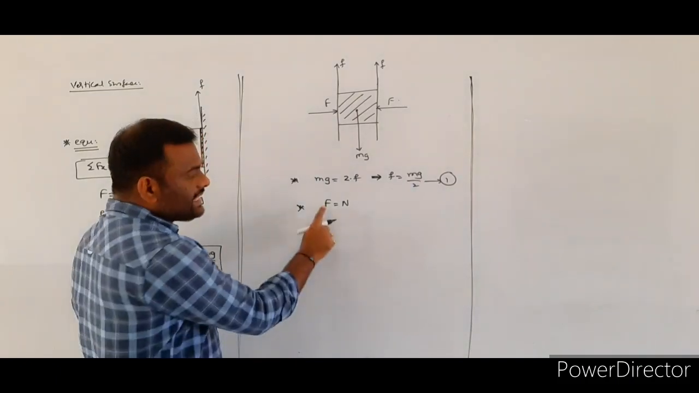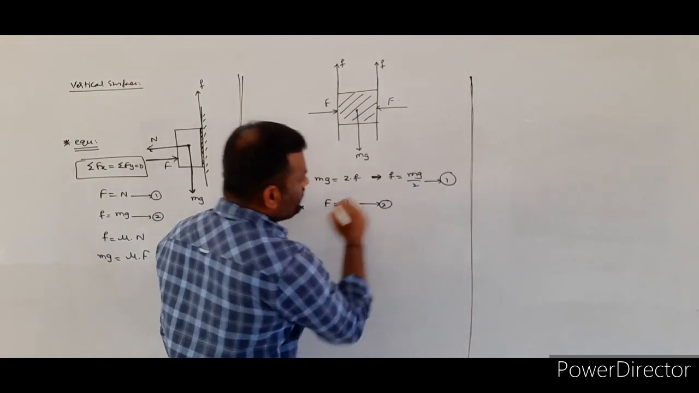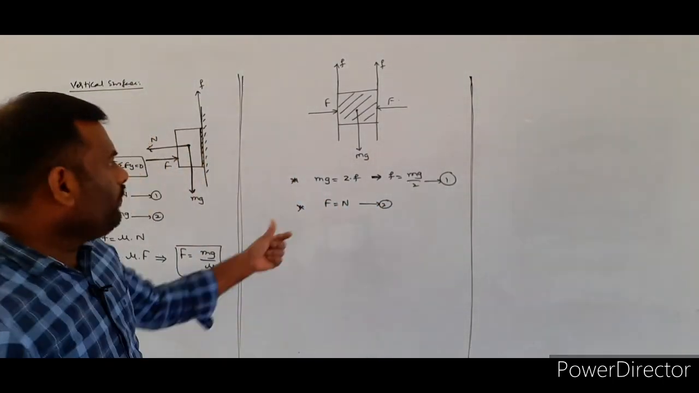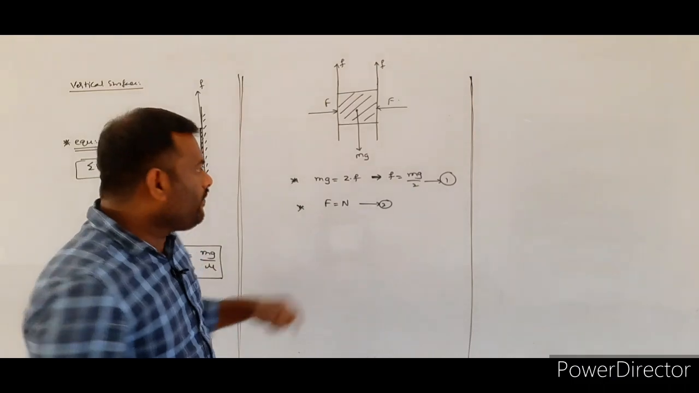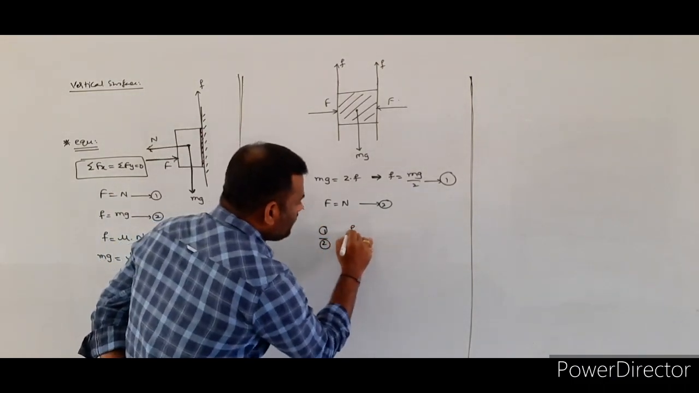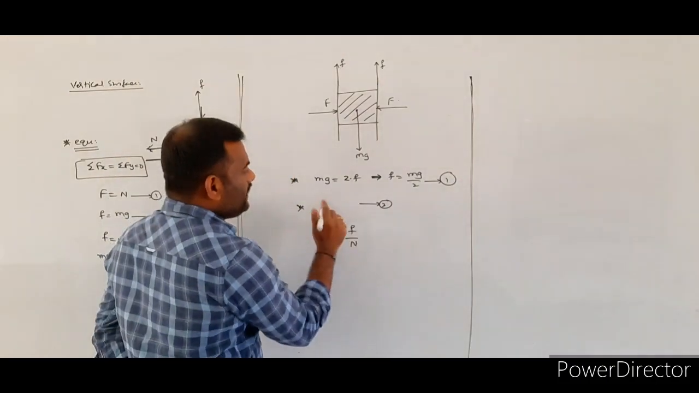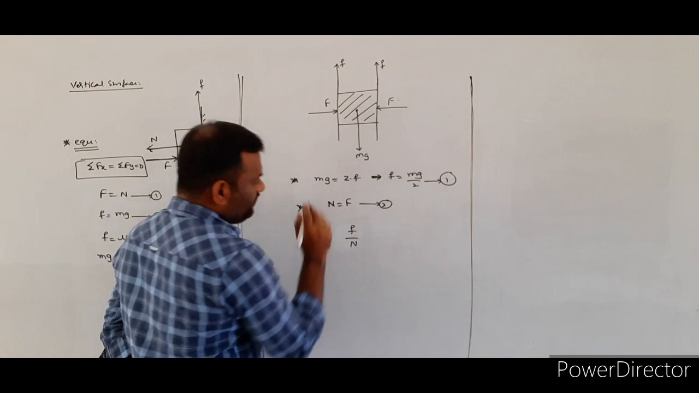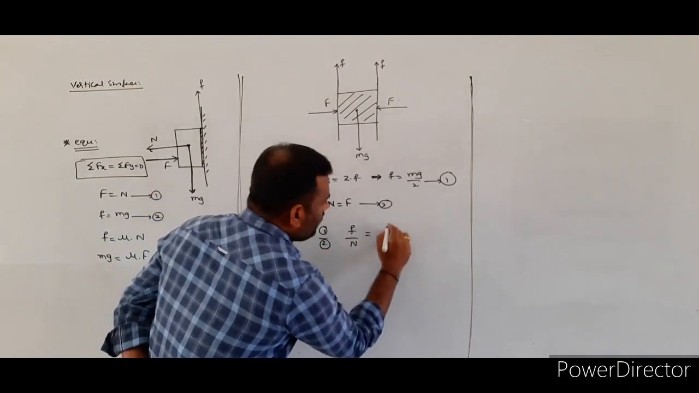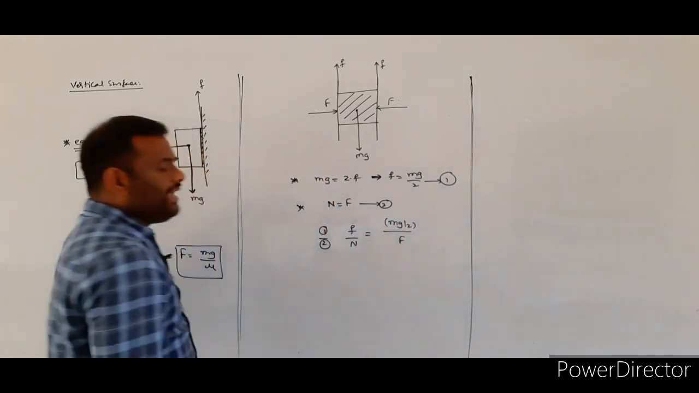So in this case we will write F is equal to N. Let it be equation number 2. Now we take equation 1 divided by equation 2. So I am taking F by N on the left side, and on the right side mg by 2 by F.